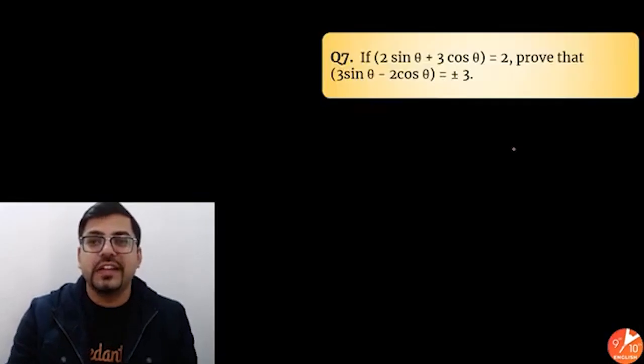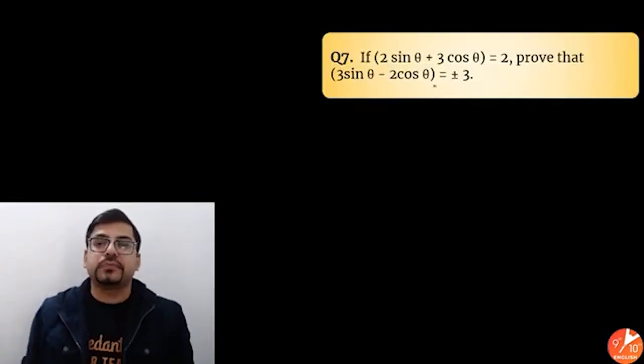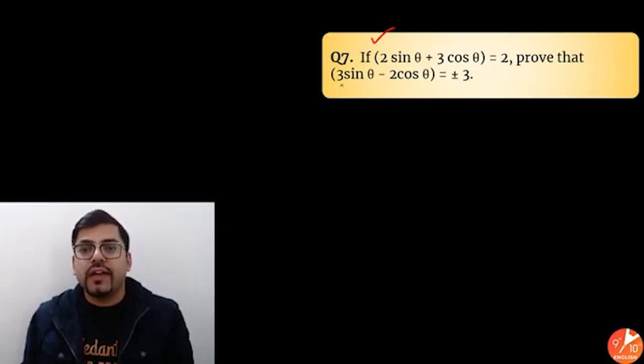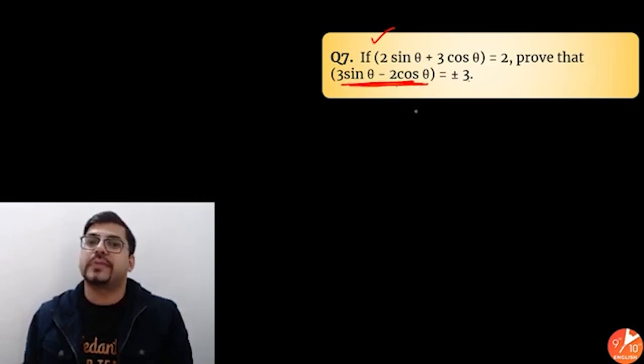Chalo, moving ahead. Here is the next question, people. Exactly the same way, but a little difference is there. What's that little difference? Let me show you. First, it is given that 2 sine plus 3 cos equals 2. Now we have to find this value. Sorry, in fact, we don't have to find, we have to actually show that this is equal to plus minus 3.